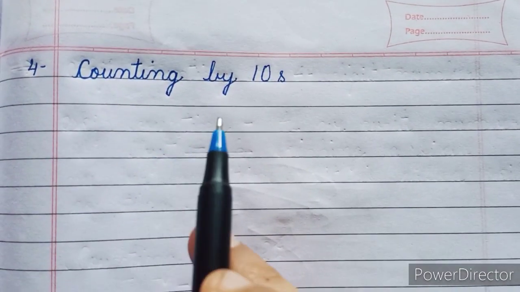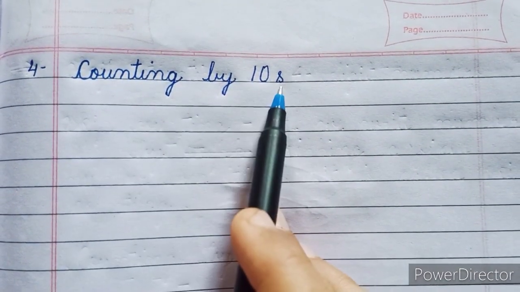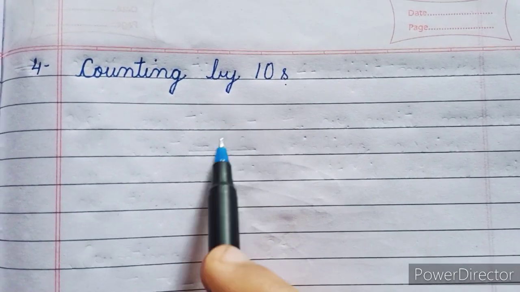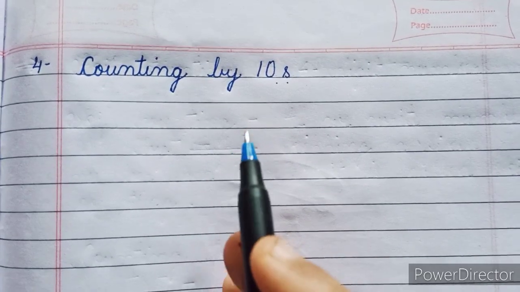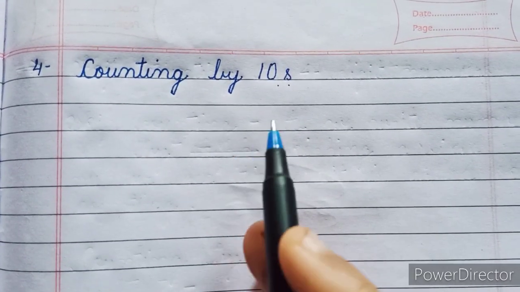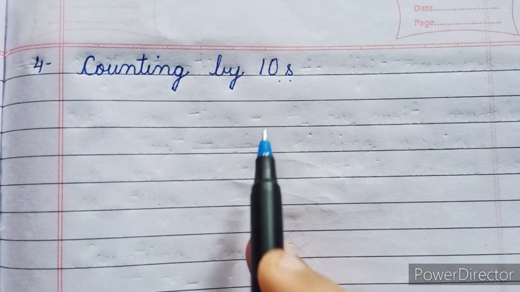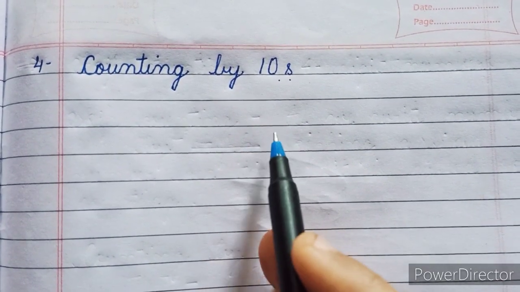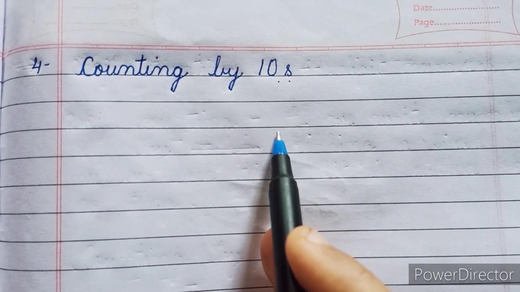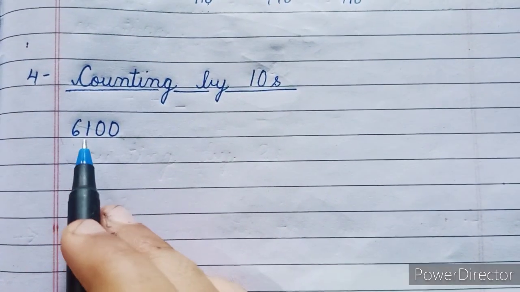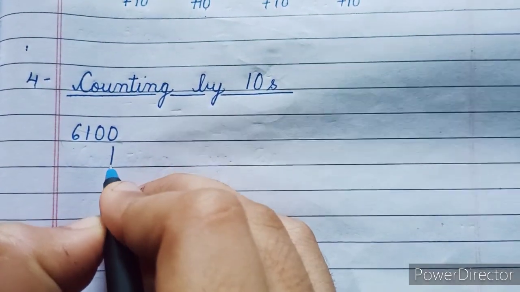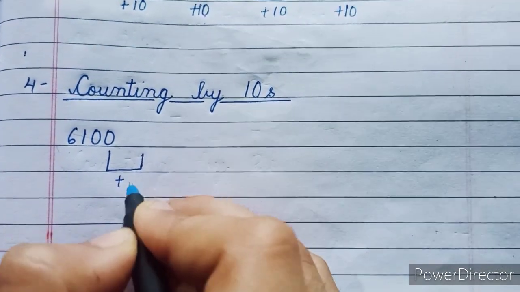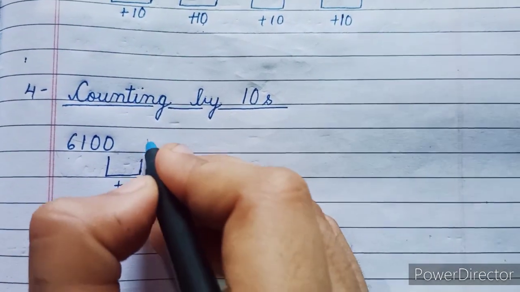Now we understand skip counting by tens. It means there is a gap of 10 between two successive numbers. It has to be done in the same way. Just keep in mind how big a gap we have to make between two successive numbers. Example, 6100. So 6100 plus 10 is 6110.